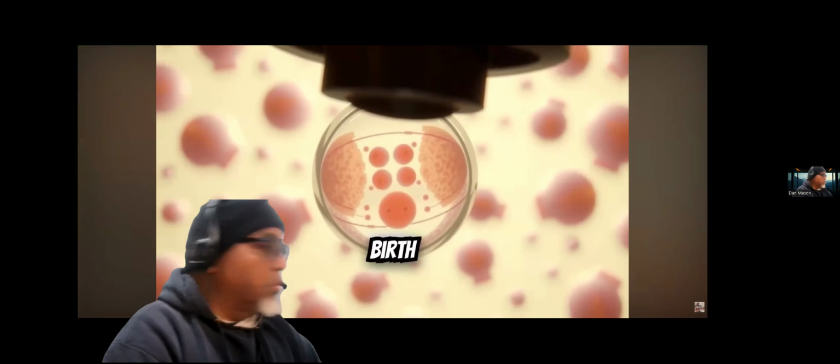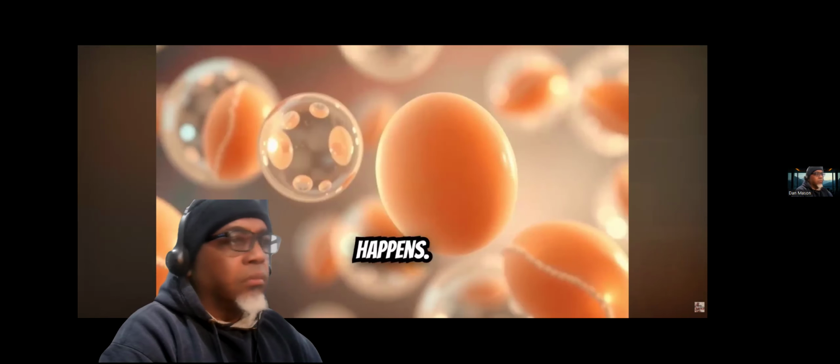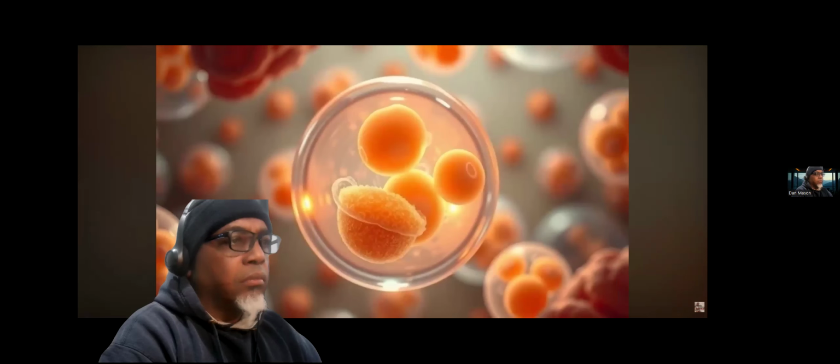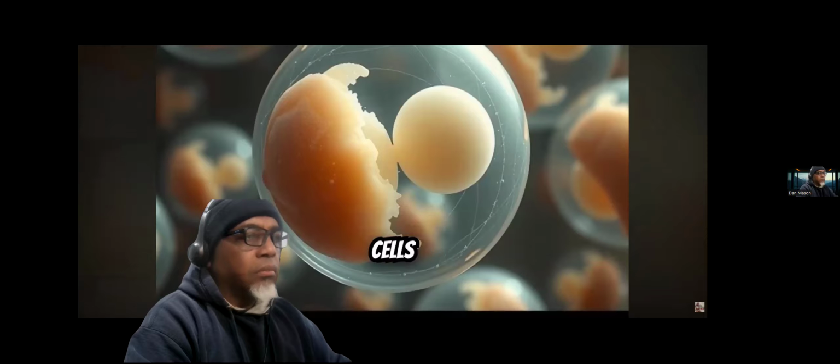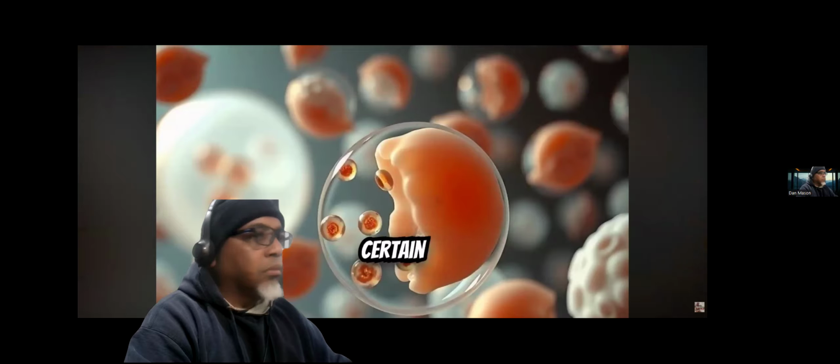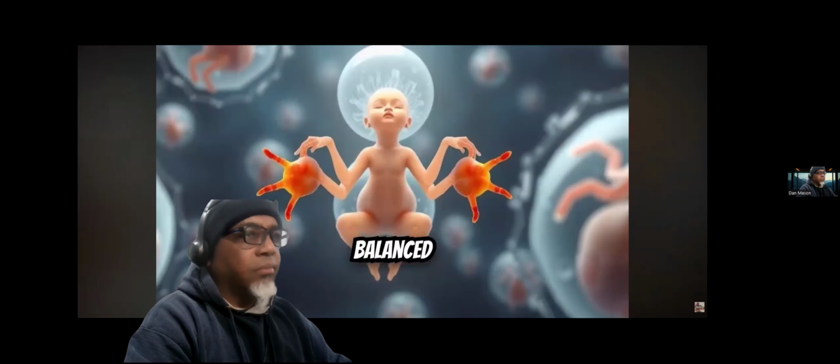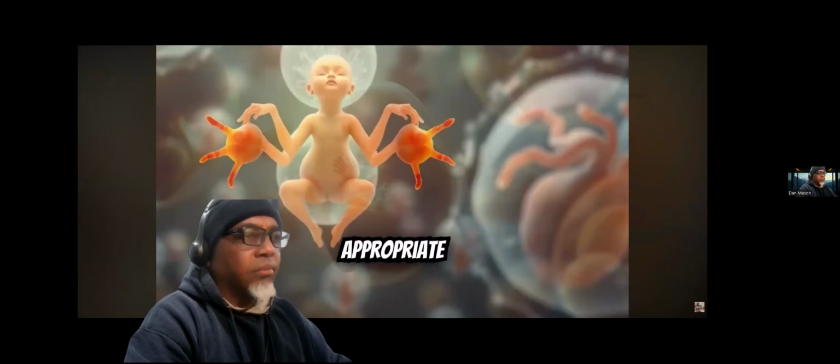Timing of development of embryos. Before birth is when one of the most amazing things happens. One fertilized egg grows into a whole person. The method follows a strict timetable. Cells split up, become different types, and go to certain places. Limbs grow in a balanced way. The appropriate order is followed when organs form.